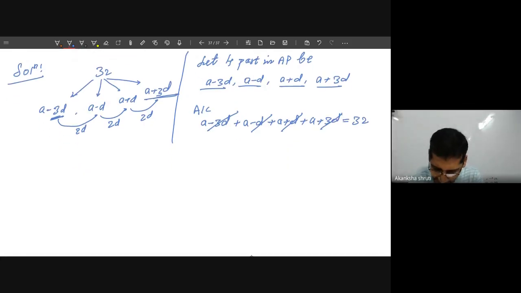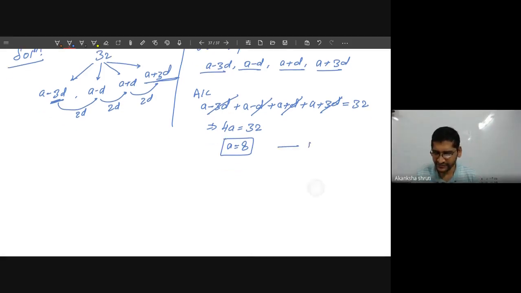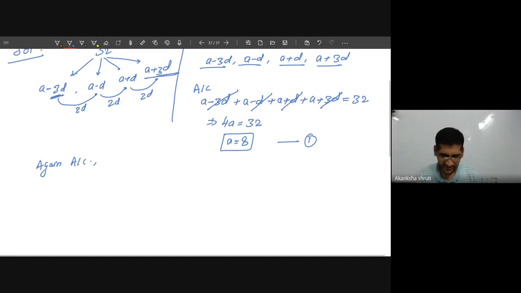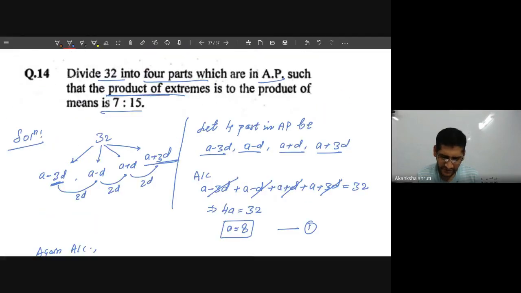So how much does it become? It becomes 4A is equal to 32. Dividing 32 by 4, the A value is 8. It is one thing that we have obtained. Now again, according to the question, what is there? The product of extremes over the product of means is this one.